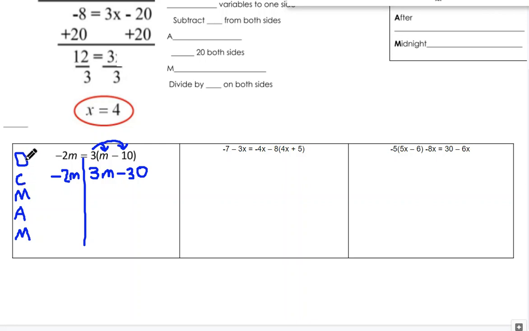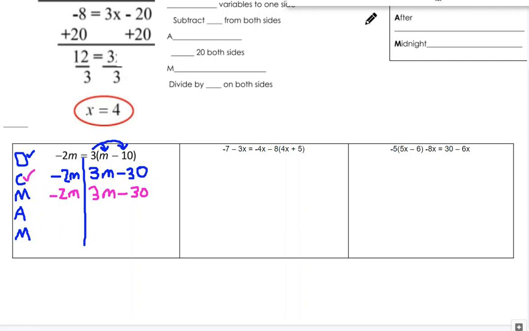All right, my next step, I did distribute already, so I'm done with that. My next step is to combine my like terms. I can only combine on the same side. I look to my left, nothing to combine, so I can just bring that down: negative 2m. I look to my right, nothing to combine, so I can just bring that down: 3m minus 30. Can't combine anything, so I'm done with that step.